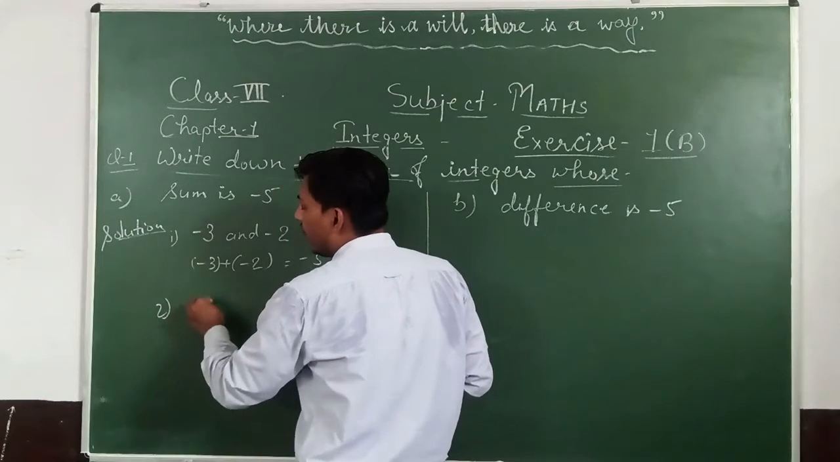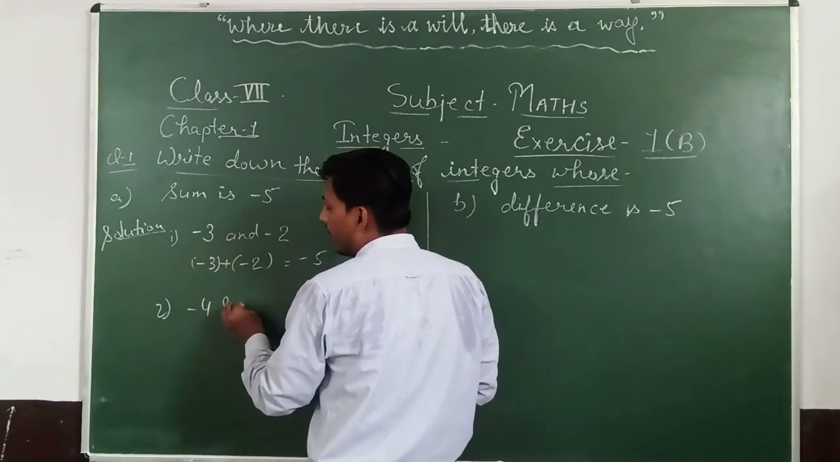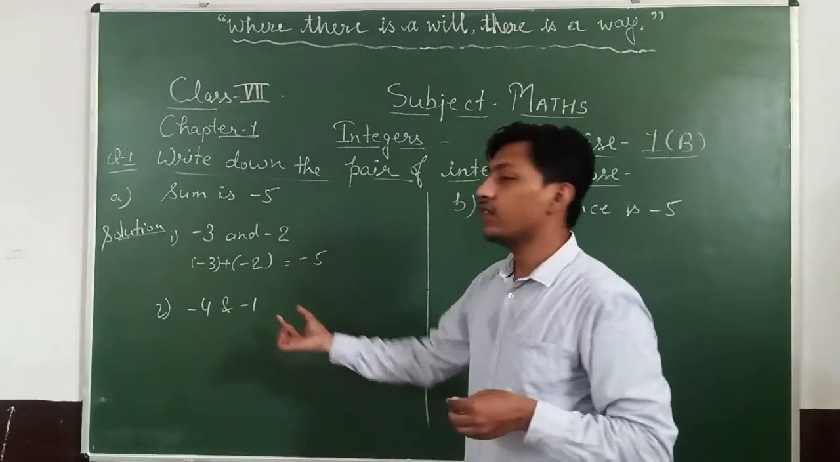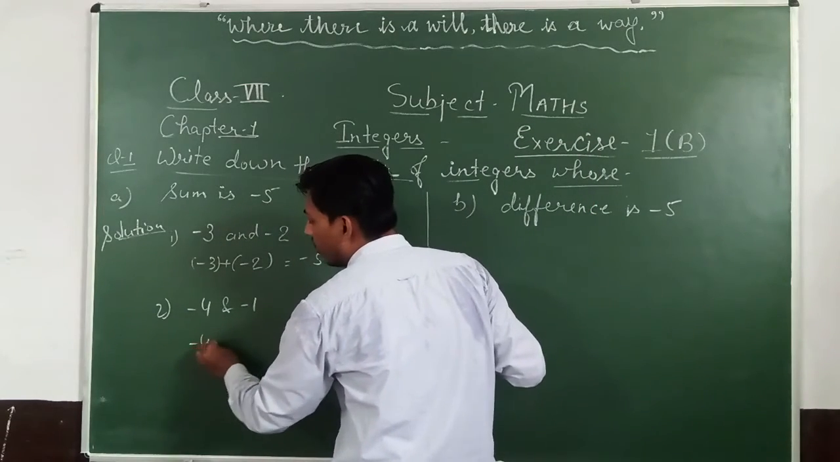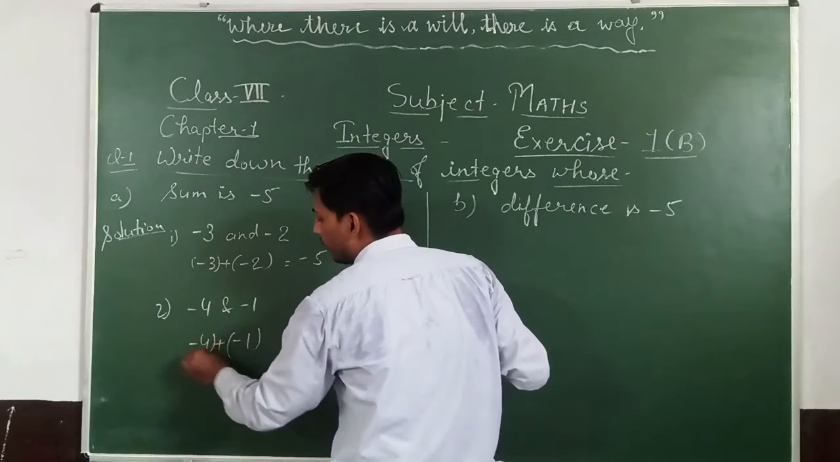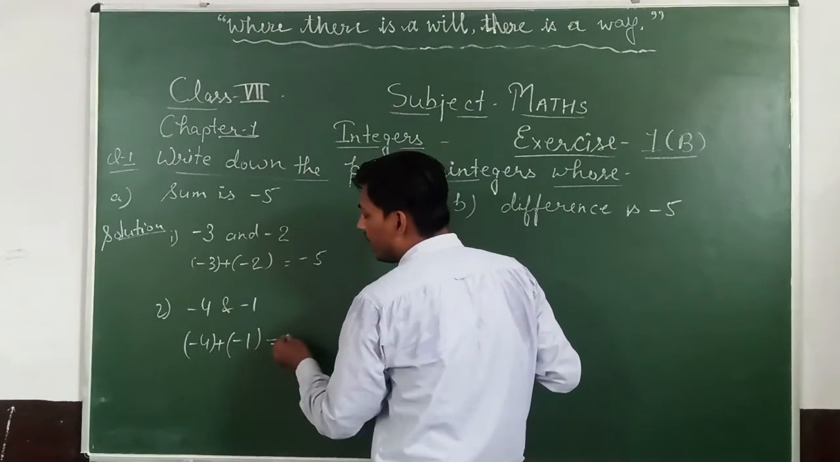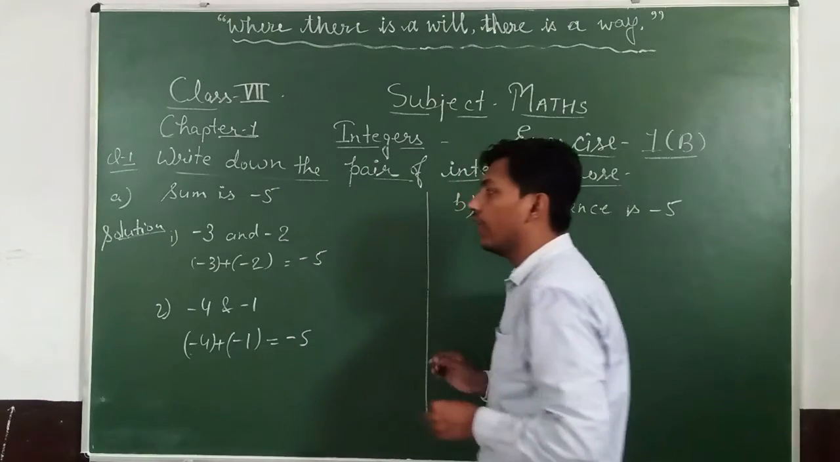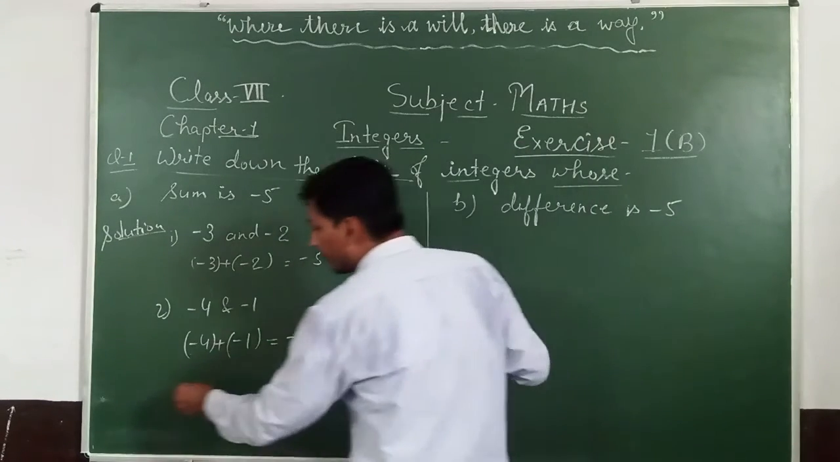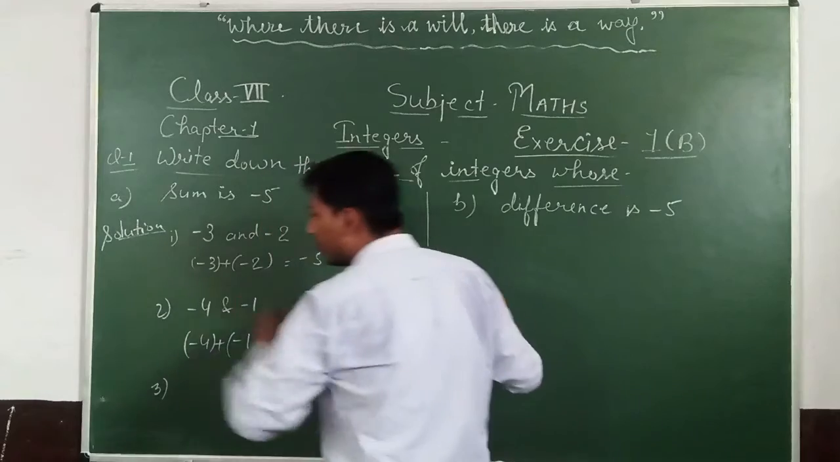Second, minus 4 and minus 1. We can add minus 4 and minus 1 and we will get minus 5 as their sum. Minus 4 plus minus 1: minus, minus, plus, and minus 5. Let's take another example, another solution.